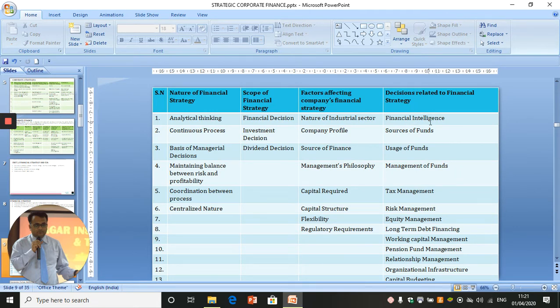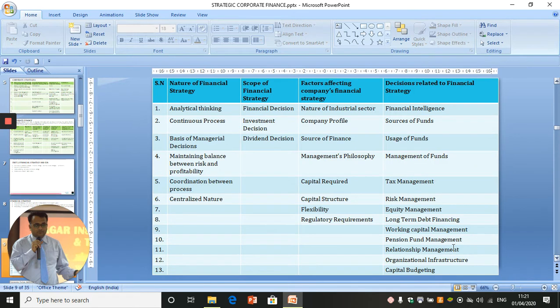Now, decisions related to financial strategy. These are financial intelligence, analyzing financial data, past data, and predicting future data; the sources of funds, usage of funds, management of funds, tax management, risk management, equity management, long term debt financing, working capital management, pension fund management, relationship management, organizational infrastructure, and capital budgeting. So these are the things.